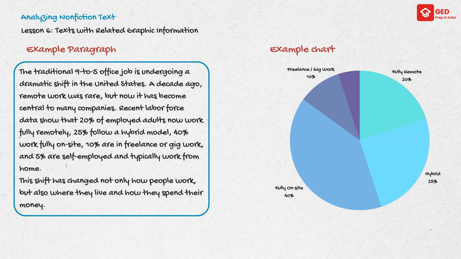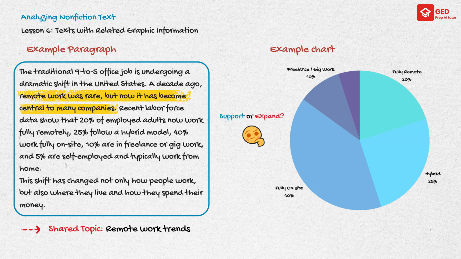First, identify the shared topic. In this example, the passage discusses changes in employment settings, especially the growth of remote work. The chart next to it breaks down percentages of different work arrangements. Both the text and the graphic are addressing the same subject: how people are working in today's economy. Now ask a critical question. Is the graphic supporting the text, or is it adding new information?